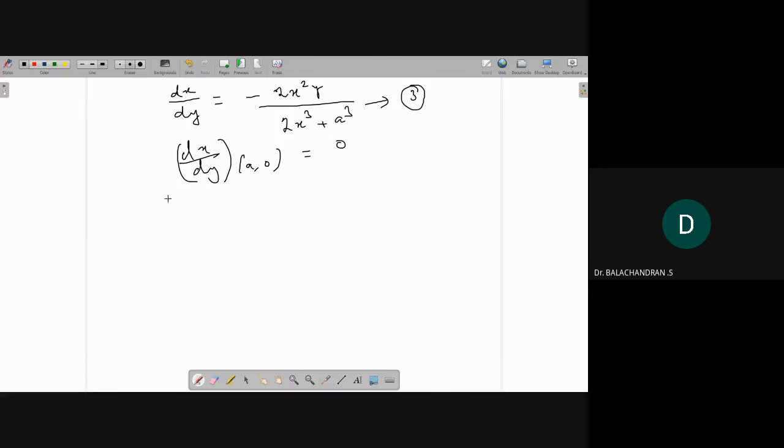Okay. Now next I need to find d square x by dy square. So differentiate equation 3 with respect to what?